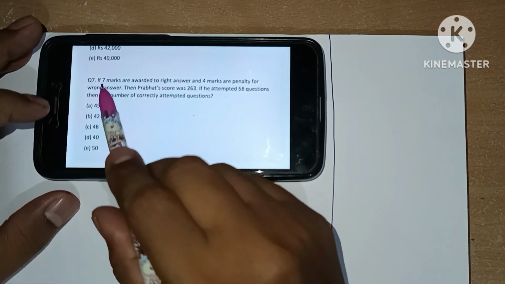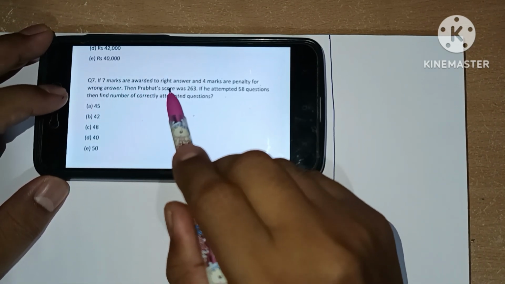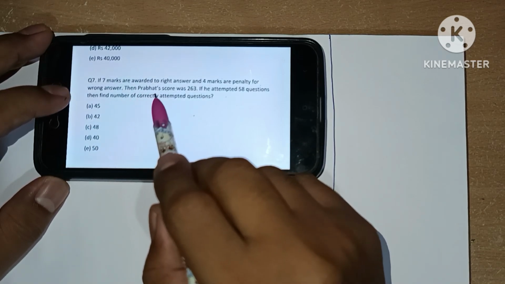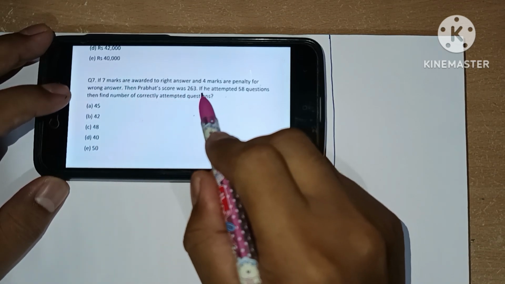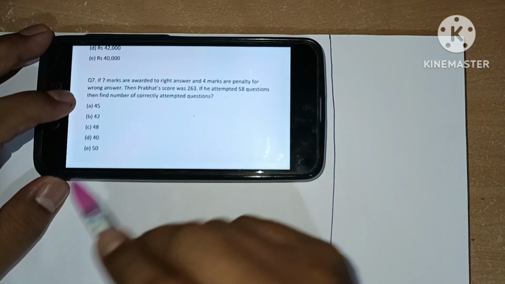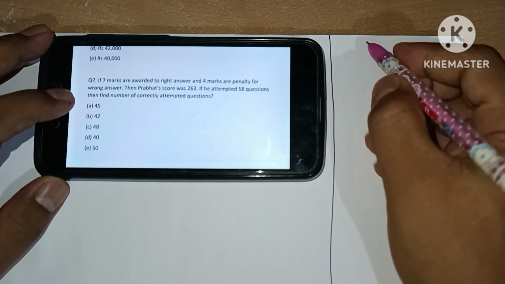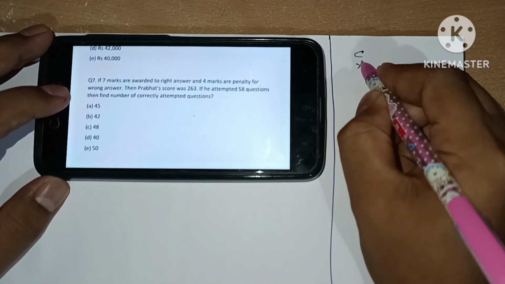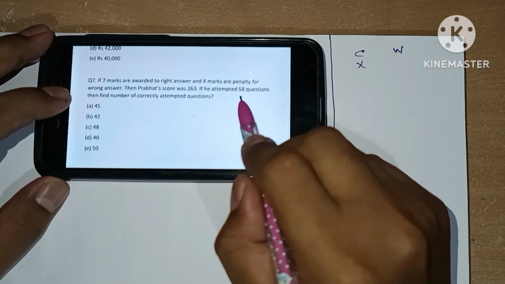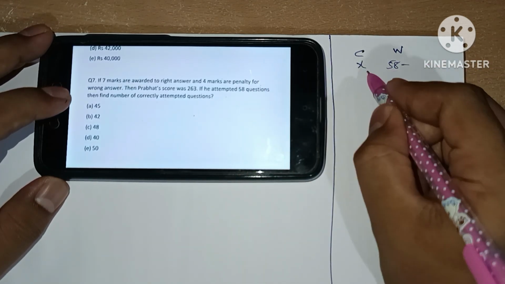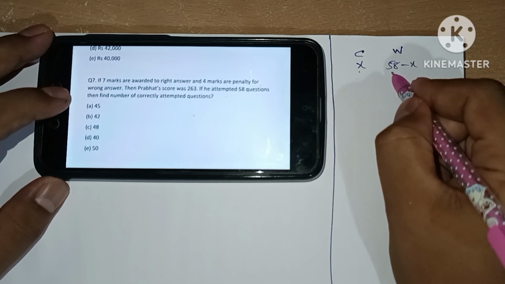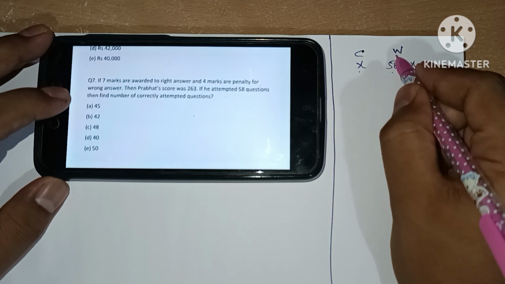Question number 7. If 7 marks are awarded to a right answer and 4 marks are penalty for a wrong answer, then Prabhat's score was 263. If he attempted 58 questions, then find the number of correctly attempted questions. So for this, let's take the number of correct answers he made as x. Then the number of wrong answers will be 58 minus x. So subtracting right answers from the total, we get the wrong answers.